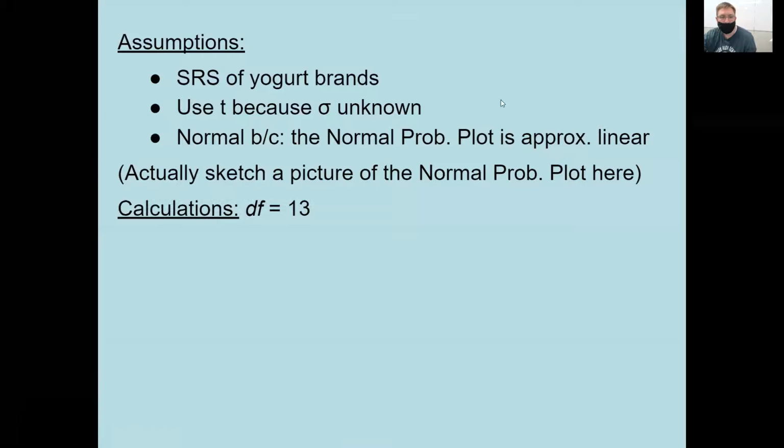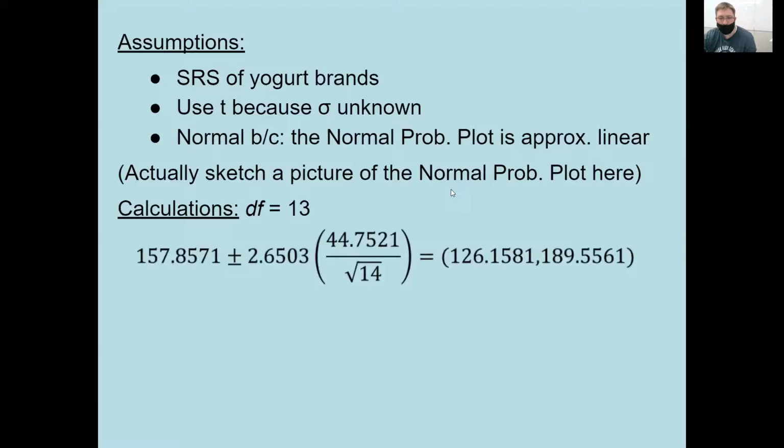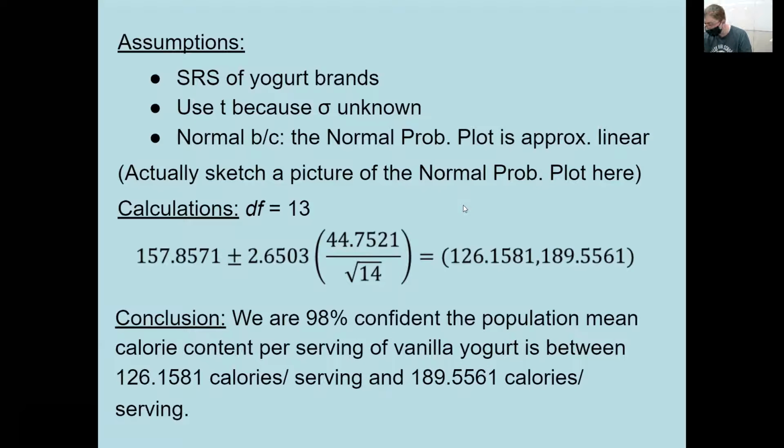Here's all my stuff. Actually, I sketched a picture we did. Degrees of freedom 13. There's our calculation. Notice it used 44.7521, not the 43 there, because we want the sample standard deviation. So a lot of little things can go wrong. Be very careful with your analysis here. What's that mean?